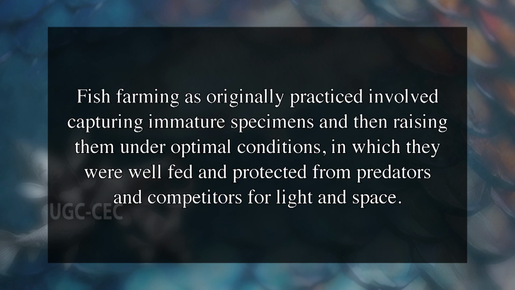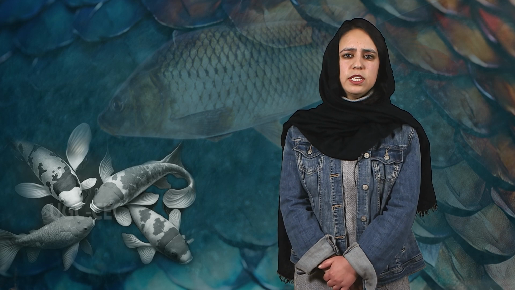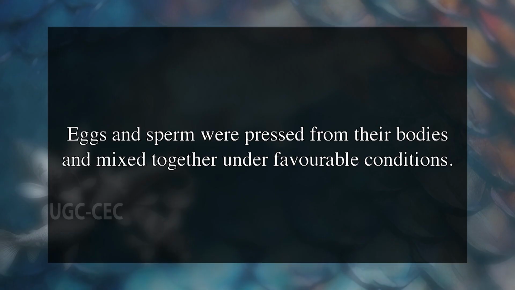Fish farming. Fish farming, as originally practiced, involved capturing immature specimens and then raising them under optimal conditions, in which they were well fed and protected from predators and competitors for light and space. It was not until 1733, however, that a German farmer successfully raised fish from eggs that he had artificially obtained and fertilized. Male and female trout were collected when ready for spawning. Eggs and sperm were pressed from their bodies and mixed together under favorable conditions. After the eggs hatched, the fish fry were taken to tanks or ponds for further cultivation.